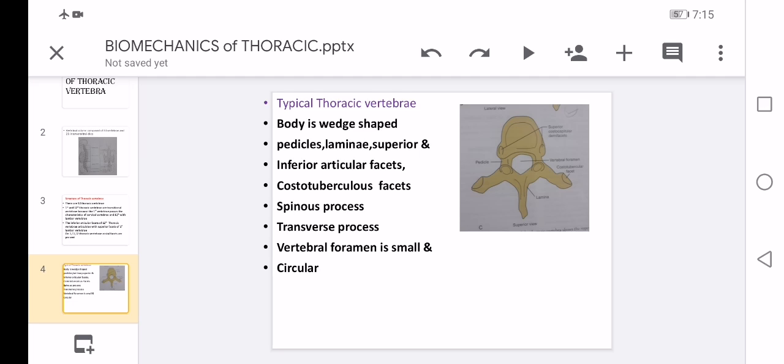And if you talk about a typical thoracic vertebra, you can see the parts here. You can see the body, which is wedge shaped. You can see the pedicles, lamina, superior and inferior articular facets, costotubercular facets, spinous process and transverse process. The vertebral foramen is small and circular. These parts are enough to mention from the exam point of view. Why? Because if we try to remember everything, we can't recall it in the exam hall. So these points are enough to be written in the exam paper.